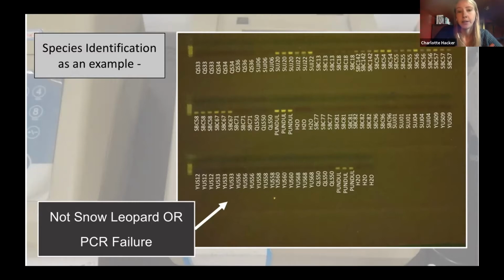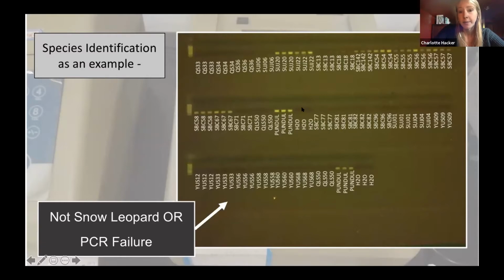Amplification is denoted by these bars. We use a process called gel electrophoresis to visualize our DNA. If we have a band here, this yellow color, then that signifies that our gene amplified and we have a snow leopard. And we do all of this in triplicate, so you'll see these different samples repeated 3 times.